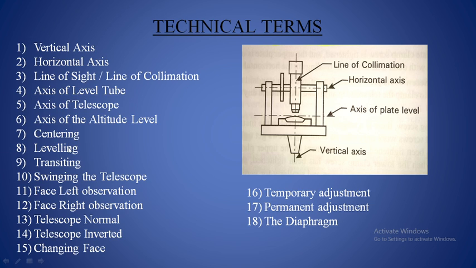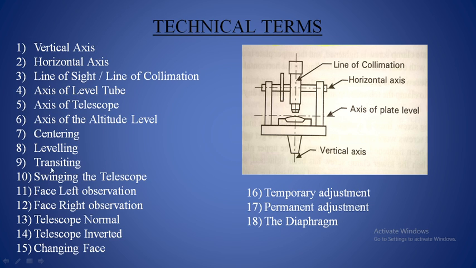The next one is leveling. Using the three foot screws with reference to the bubble tube, you are able to level the instrument. While measuring the horizontal angles, you are going to refer to the plate level, and while measuring the vertical angles, you should refer to the altitude bubble, which is placed just beside the vertical circle.